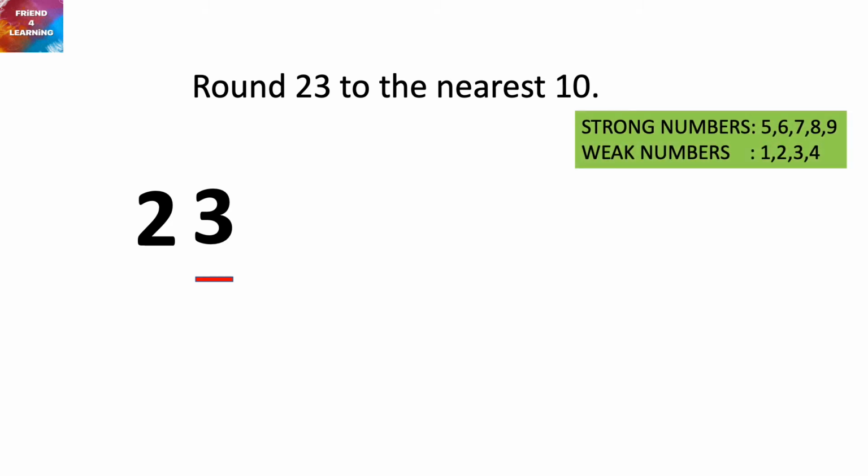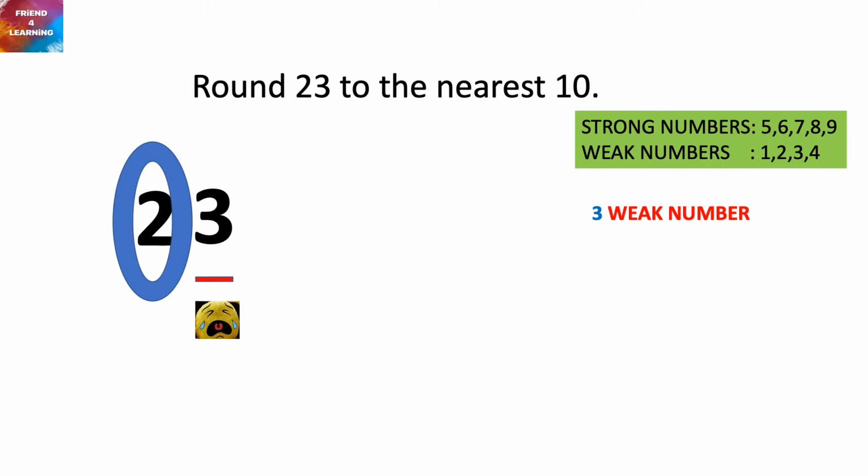So there we go. It comes under the weak number category, and my number 3 is sad because it is weak. So it can't give any power to its neighbor. What happens? The number 2 remains the same. Since number 3 falls under the weak category, we are not going to change the previous number, that is 2. So it's going to be the same.